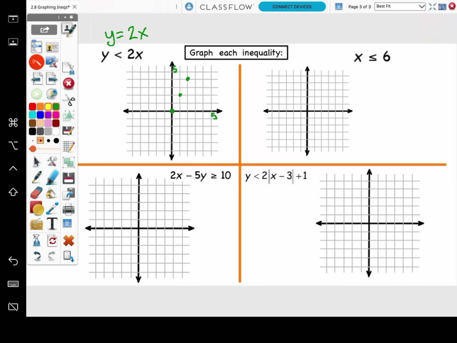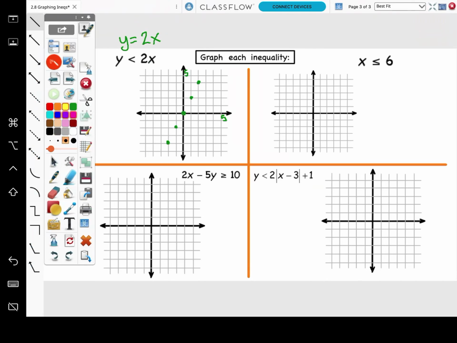Label axis. You're probably going to want graph paper for these assignments, so I have some copied in the classroom if you want to come and grab a couple sheets. Okay. This is a less than, so it's a dotted line. I'm going to go snag my dotted line tool and sketch that in for you.